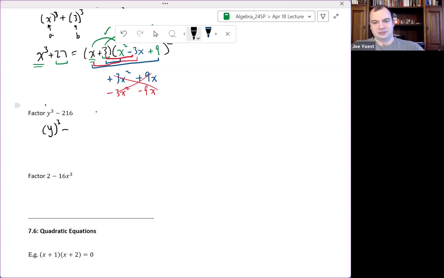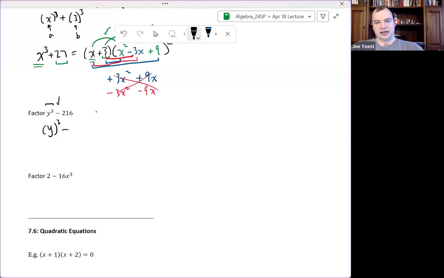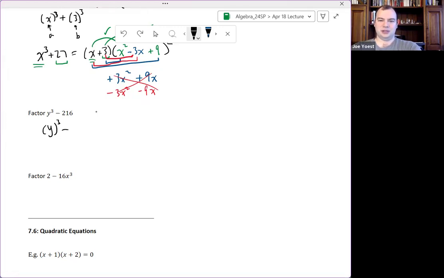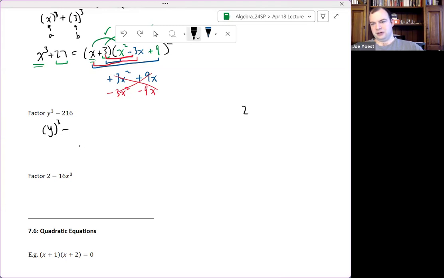Looking at this problem, I recognize y cubed obviously as a cube, and I know that I have a difference of 2 terms here. So I might say, well, maybe I don't immediately recognize 216 as a cube, but maybe it is, right? If it is, it would fit into my difference of 2 cubes pattern. So I can look at 216 over here.